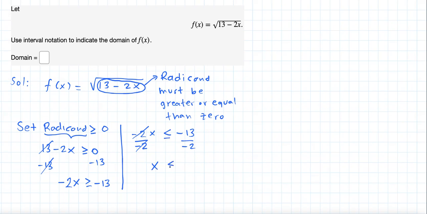So x less than or equal than negative 13 divided by negative 2. Negative divided by negative is positive, 2 into 13, 6.5. x less than or equal than 6.5 determines the domain of this function, right? But now they want this domain in interval notation.